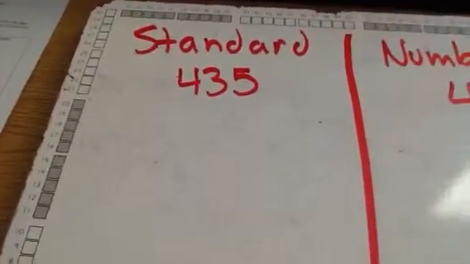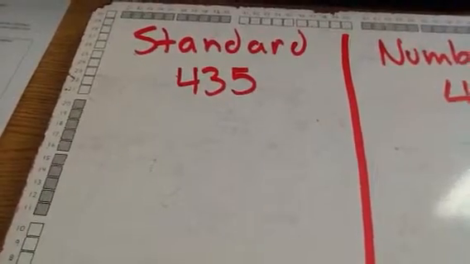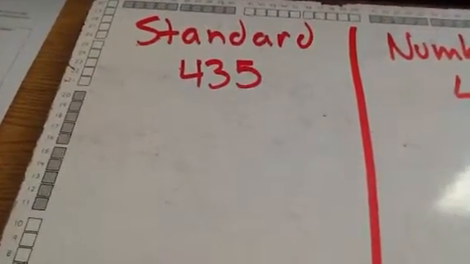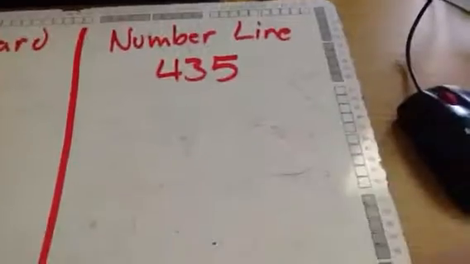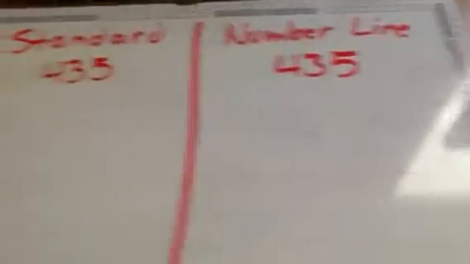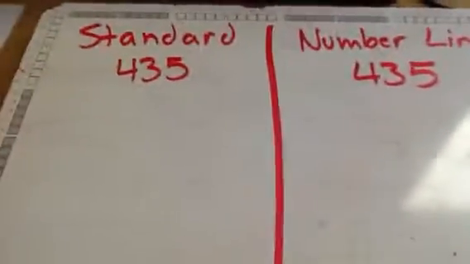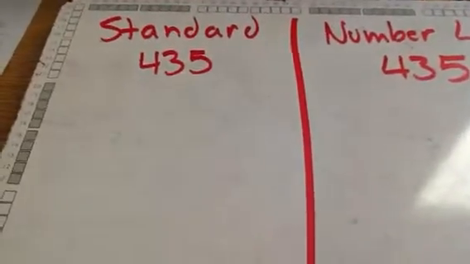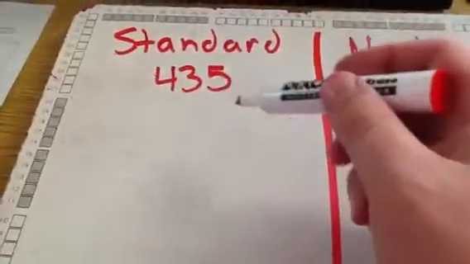We kind of used our standard way of rounding, which is what we did in second, third grade. We're also going to learn how to round with number lines this year. So I have my board split in half here, so I'm going to show you a little bit about both. Remember, standard is where we look at the number and we figure out where we're rounding to.